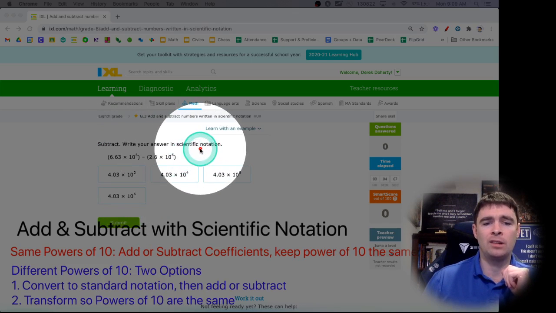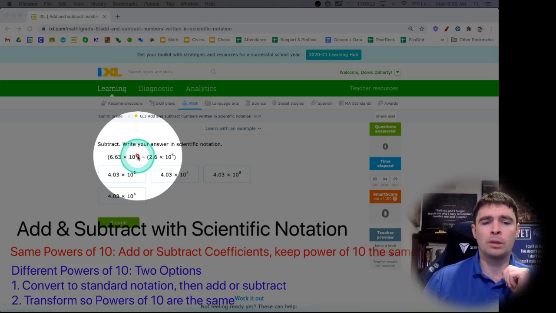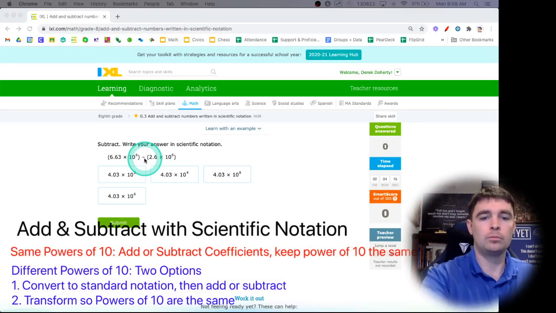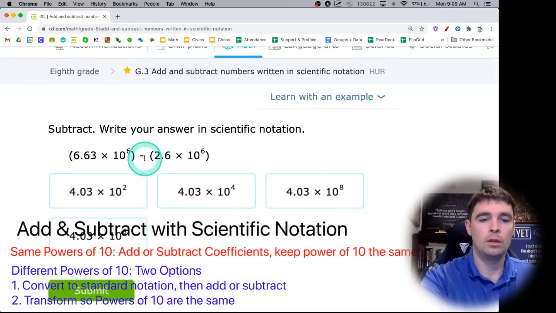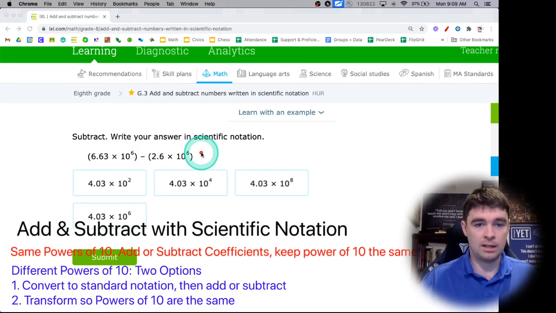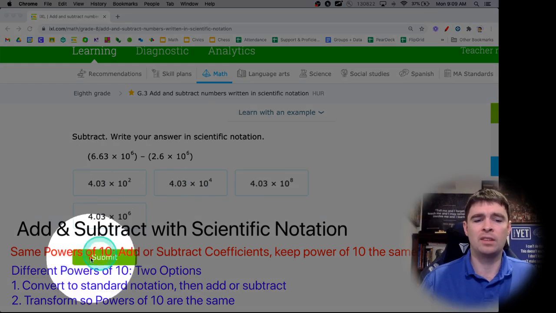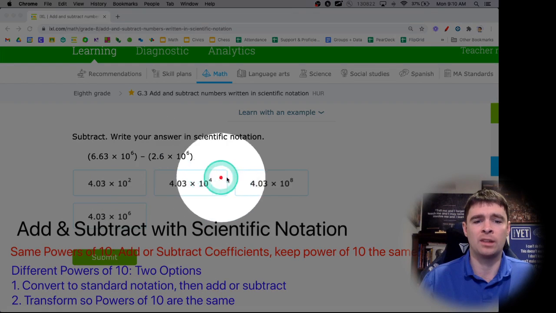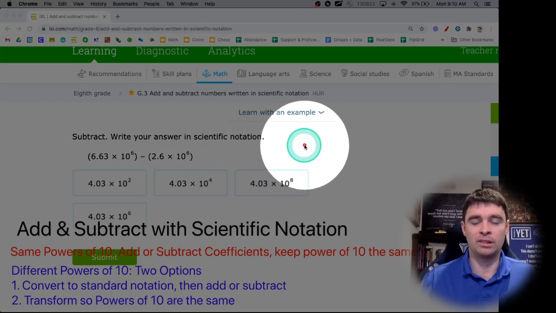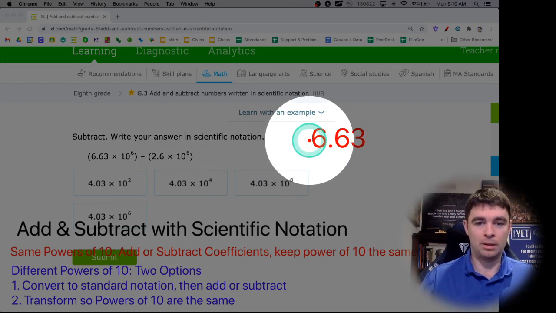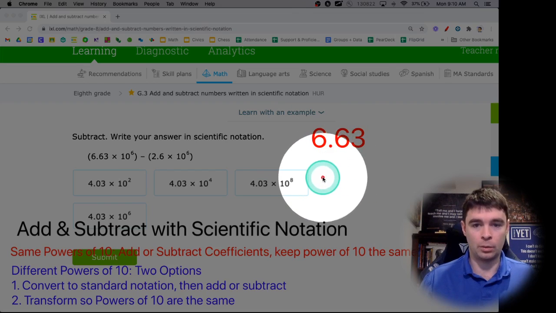So here we're told to subtract, and then write our answer in scientific notation. And we do see right away, as we look at the two numbers we're subtracting, that they have the same power of 10. That's an important thing to notice. When I have the same power of 10, I can just add or subtract the coefficients and keep the power of 10 the same. So in this case, I'm really just going to be doing 6.63 and subtracting that 2.6 away from it.